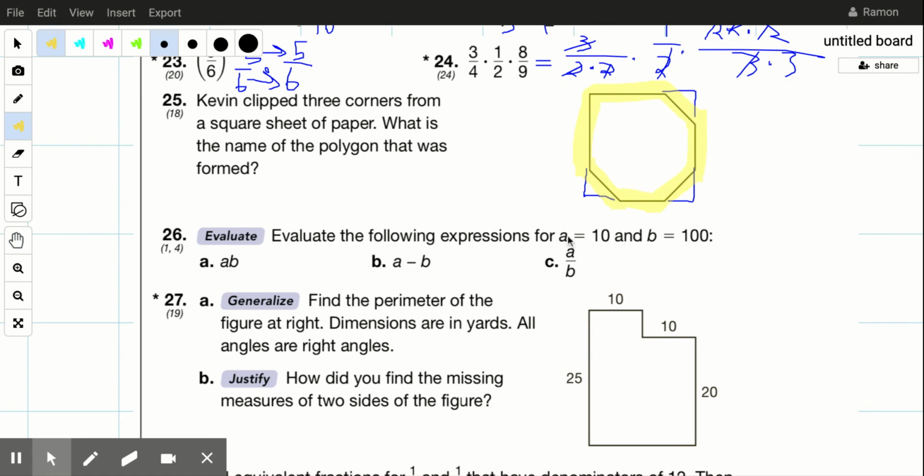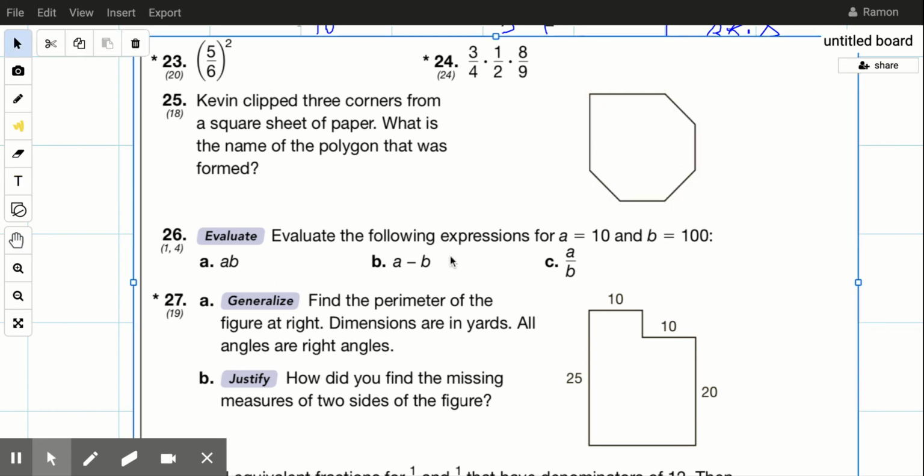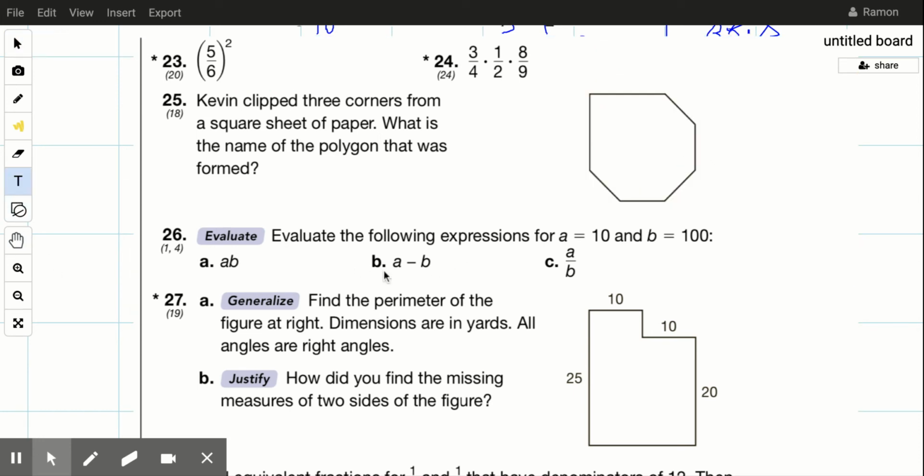26, evaluate the following expression for A equals 10 and B equals 100. So for A, keeping in mind that when we have variables next to each other, it's actually multiplication. For B, A minus B, so you want to take A, which is 10, and subtract 100.